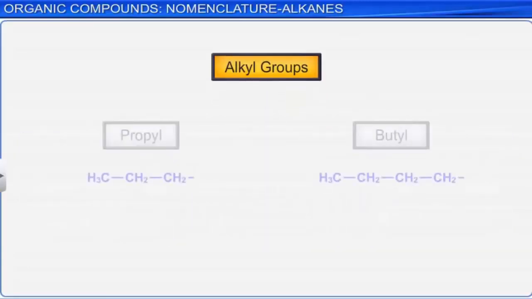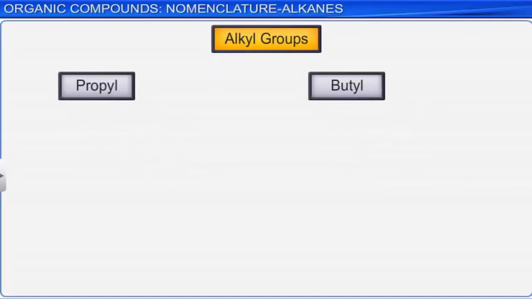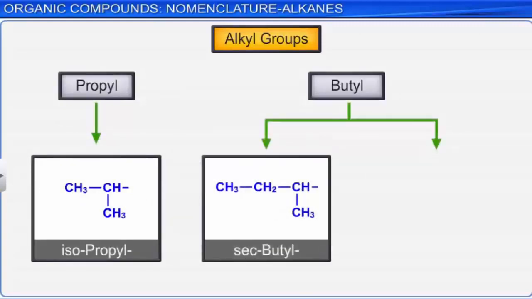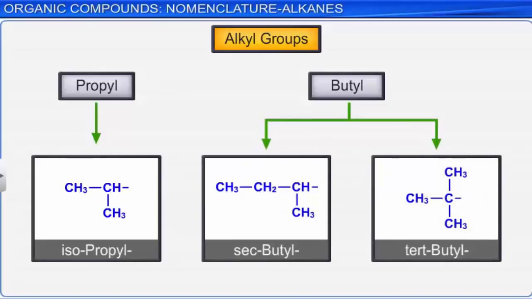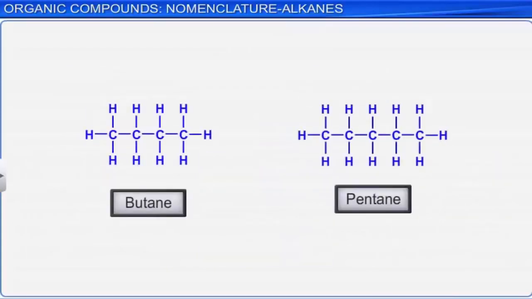For example, propyl and butyl groups can have the following structures. The trivial names given for these structures are isopropyl, secondary butyl, and tertiary butyl, as the carbon atom is attached to other 2 and 3 carbon atoms respectively. Now let us see how in the trivial system, the various straight chain and branched chain alkanes, such as butane and pentane, are differentiated.